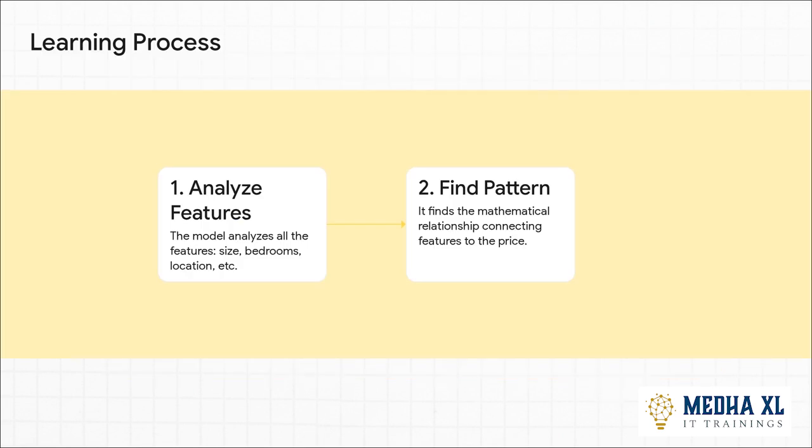So what's actually happening when the machine gets that command? Well, it's doing two big things. First, it goes through and analyzes all the features for every single house. Then, it gets to work finding the mathematical relationship, that hidden pattern that connects all those features to the final price. It's figuring out things like, okay, how much is an extra bedroom usually worth?